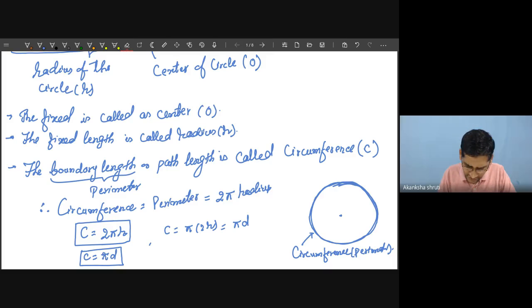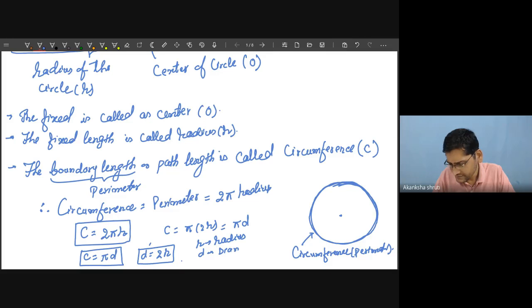Okay, students? So these are the ways by which the boundary length of this circle can be found, where d is 2r, twice the radius. So here the denotations are: r denotes the radius of the circle, d denotes the diameter of the circle, and this diameter is twice r, and C denotes the boundary length called circumference. So these are the things that we need to keep in mind.